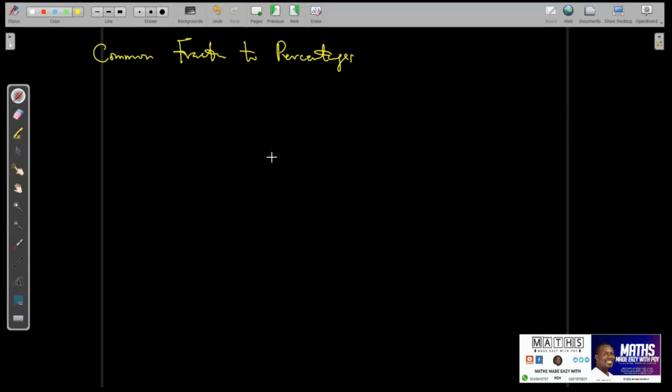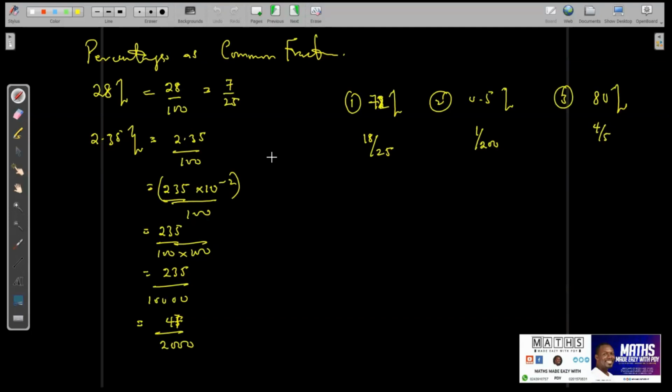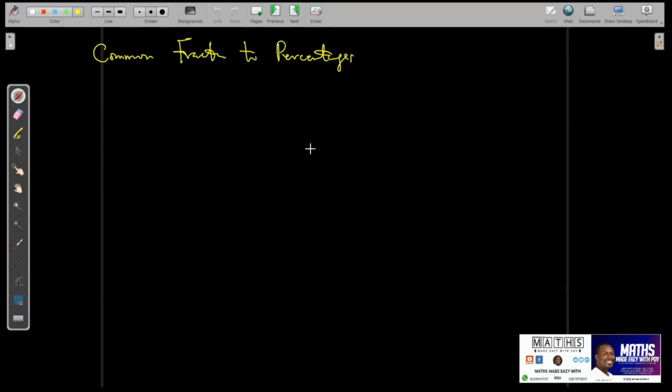So for instance, you had 1 on 200 as a common fraction. If I want to change this 1 on 200 to percentages, I just multiply by 100. That is going to do away with the 2 zeros there, and it's left with half. And half is the same as what? 0.5. You see how easy it is?